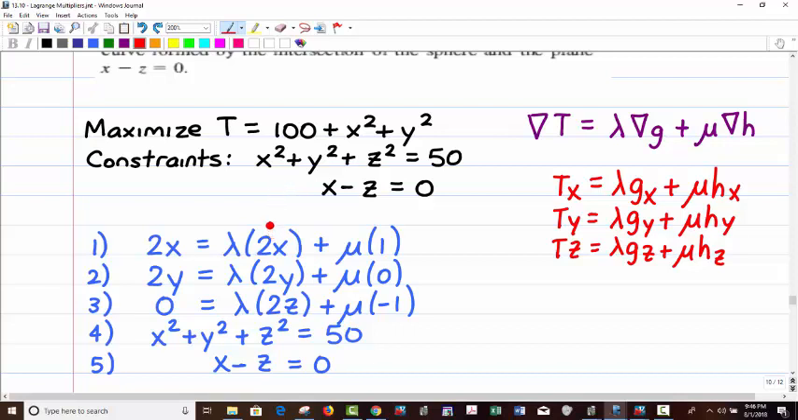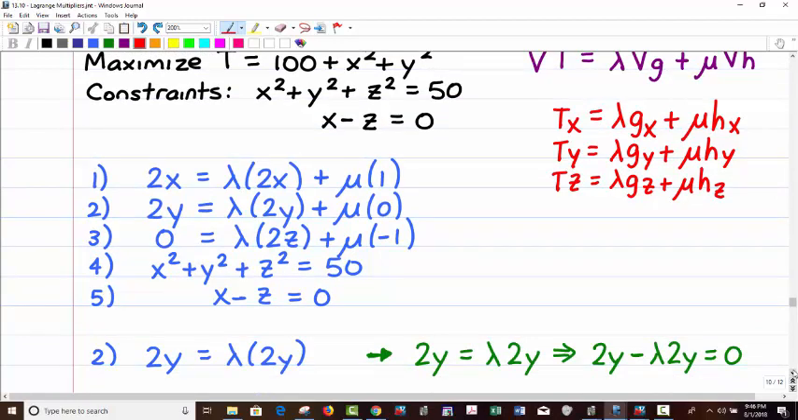2x, 2y, 2z for the lambdas. And the bottom one, you have a 1 for the mu. There's no y there, so there's a 0. So that mu will cancel, and then minus z makes that a minus 1. And then here are the two constraints.